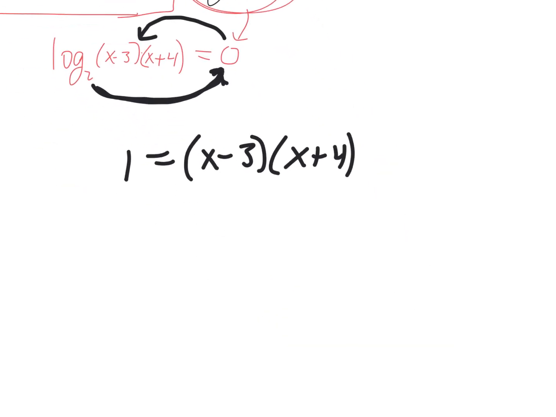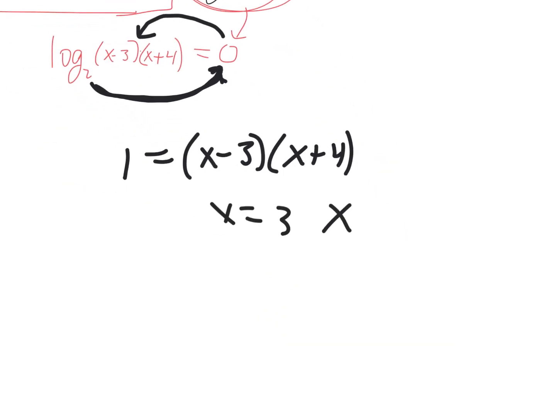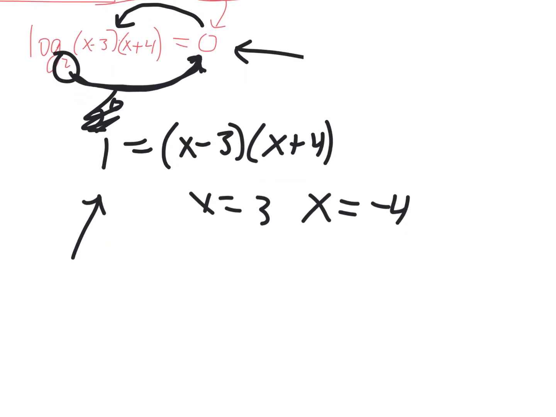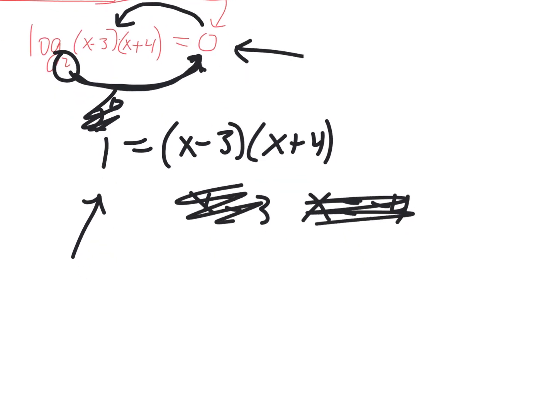Is this that kind of deal where you can just say x equals 3 and x equals negative 4? Is that a correct answer? No, that only works if this equals 0. And it doesn't equal 0 anymore. I know there was a 0 there for a second, but when we rewrote it to get rid of the log, it was 2 to the 0, which is 1. So, no, it's not just these 2 answers.